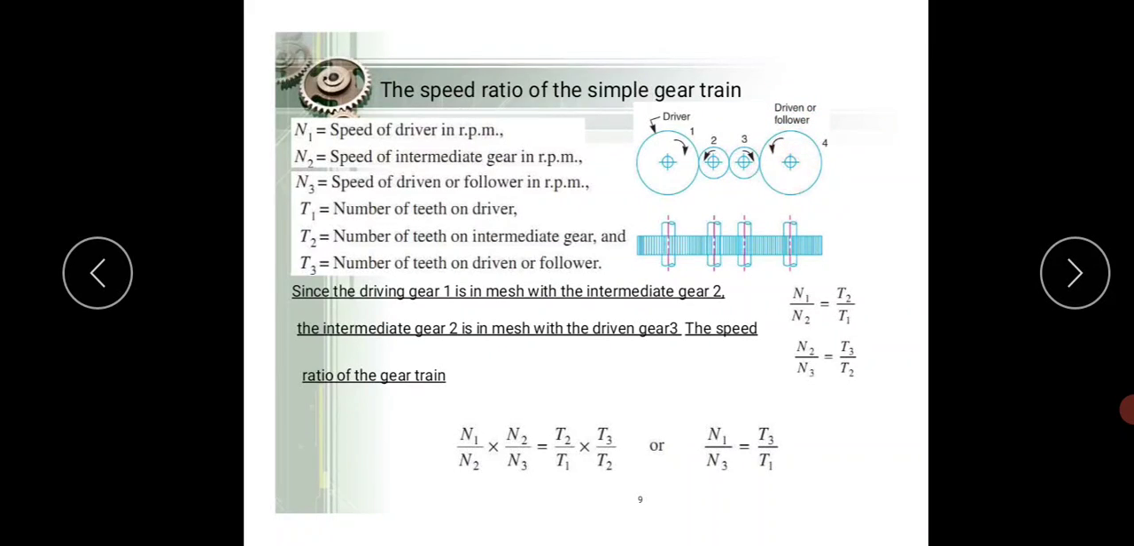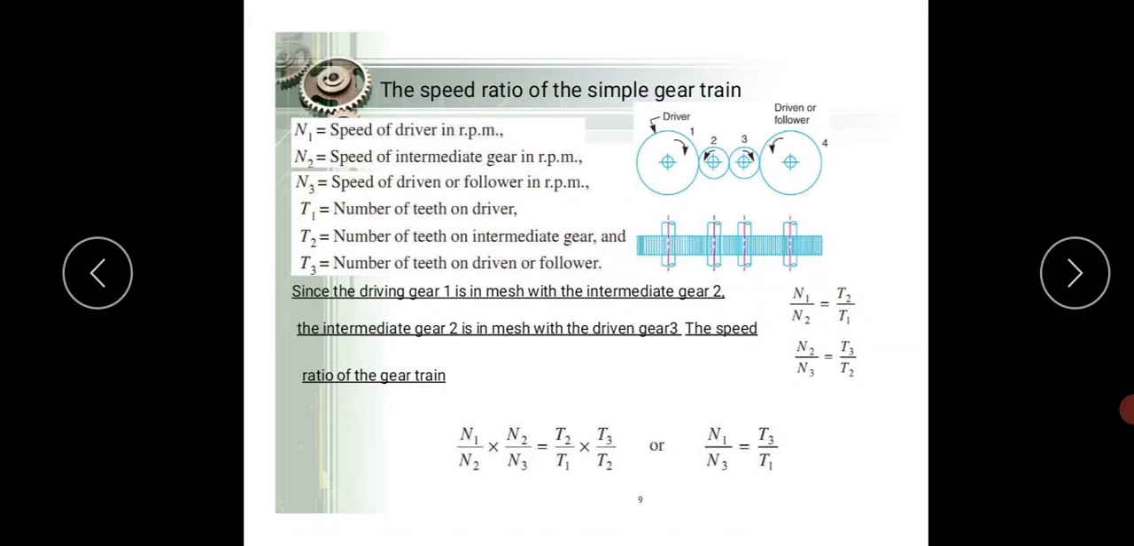Okay, the speed ratio of a gear train is simply the relationship of the gear train. The ratio N1 by N2 equals T2 by T1. The speed is always inverse to the number of teeth. Here N1 divided by N2 equals T2 divided by T1. N2 divided by N3 equals T3 divided by T2.